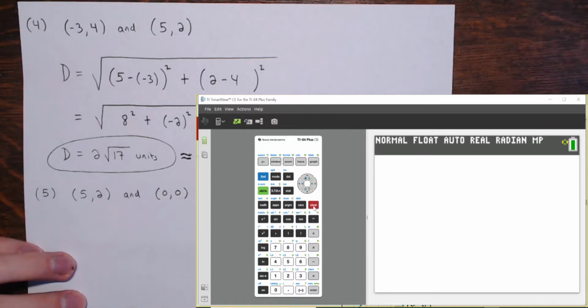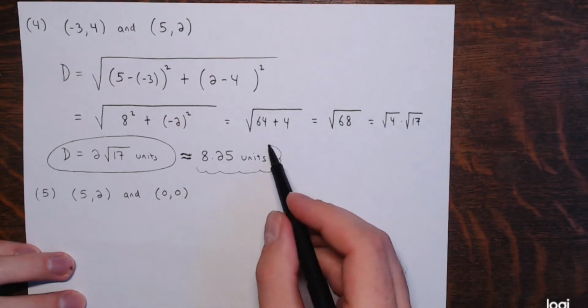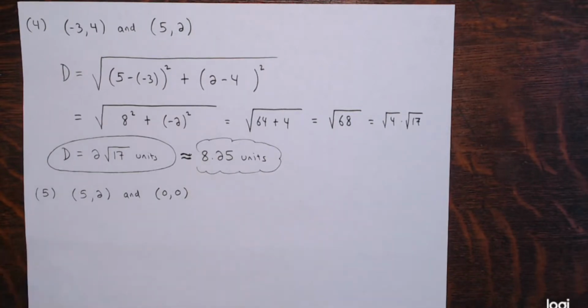Just putting in the rounding to the nearest hundredth, just to stay consistent with the other problems. All right, so these 2 points, if you were to put them on the coordinate plane, are just a little more, almost 8 1/4 units apart. Wonderful.